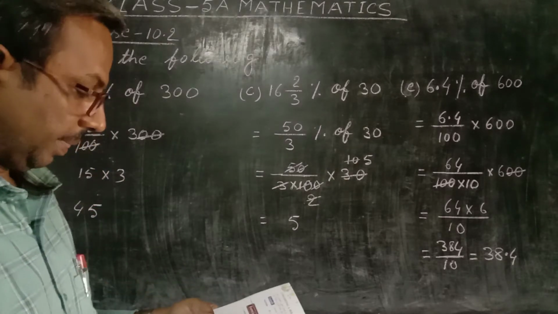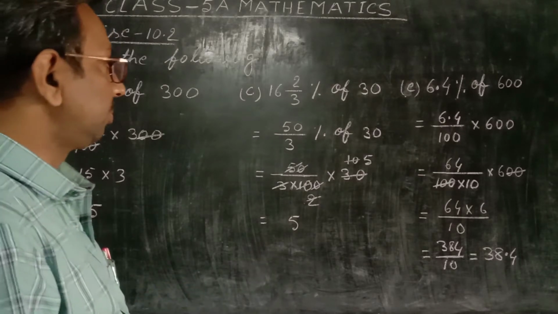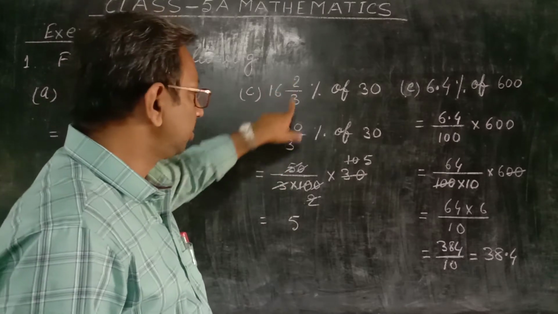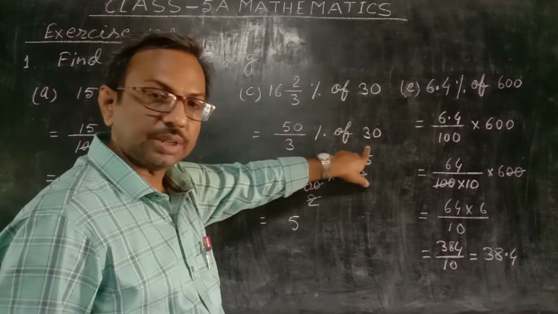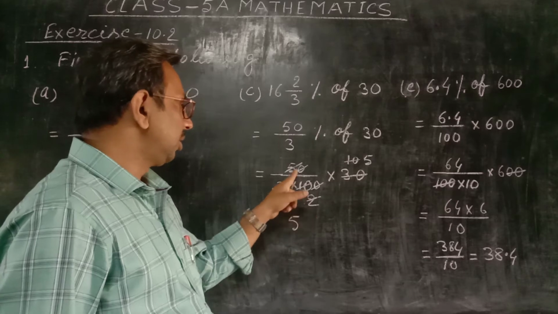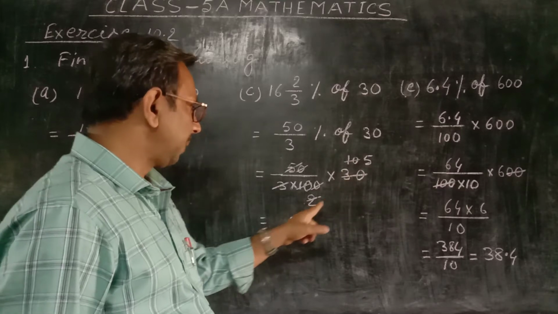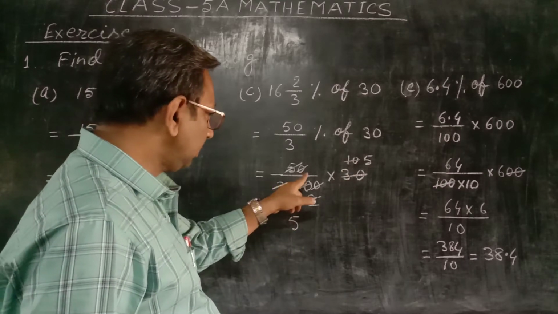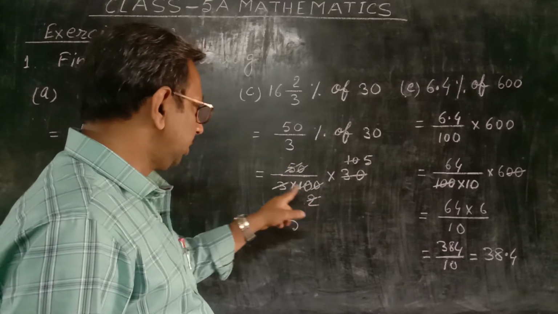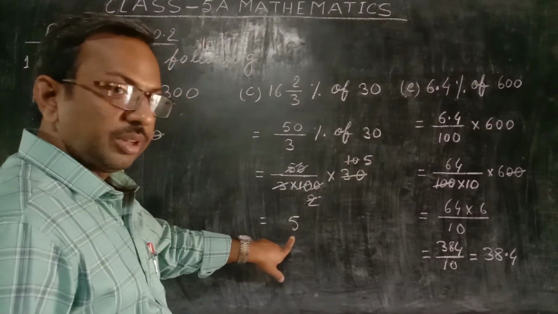Question number C. 16 and 2 by 3% of 30. This is a mixed fraction. At first I change it into an improper fraction. 16 threes are 48 plus 2, 50 by 3% of 30. Now for the omission of this percent, I wrote here 100, and of means into multiplication, that is 30 I wrote here. Now this 10 cancelled, 5 to the 10. Then 3 10s are 30 and 2 5s are 10. So that answer became 5.